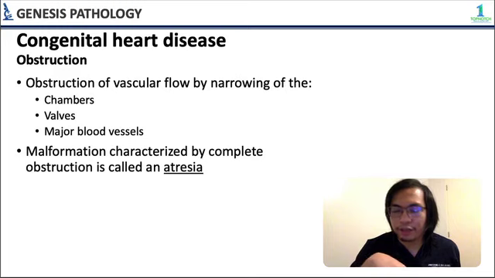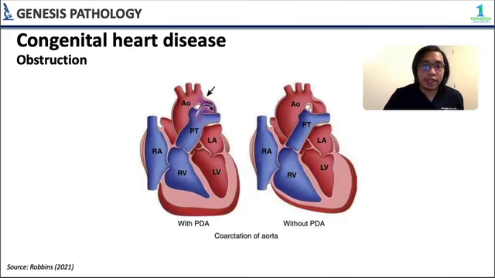And obstructive lesions, obstructive congenital heart disease lesion is exemplified by your coarctation of the aorta. So, coarctation of the aorta is a common form of your obstructive congenital heart disease. So, we have two forms of your coarctation of the aorta. We have the infantile and the adult form. Okay, infantile form usually that's the coarctation is between the left subclavian artery and a patent ductus arteriosus. That's the infantile form. Ang tawag natin dyan is the preductal form.